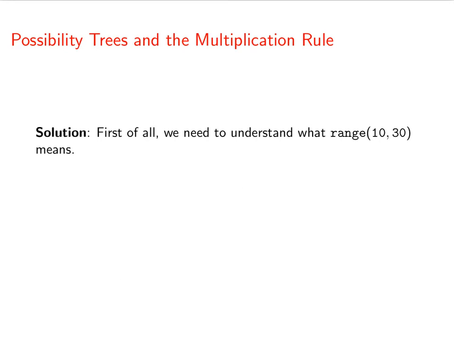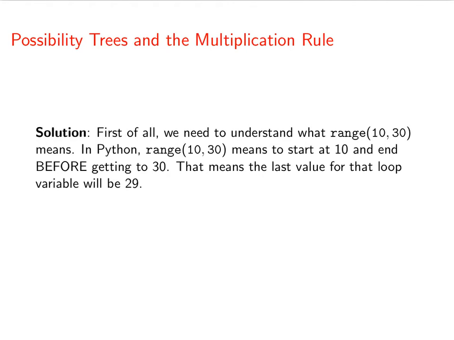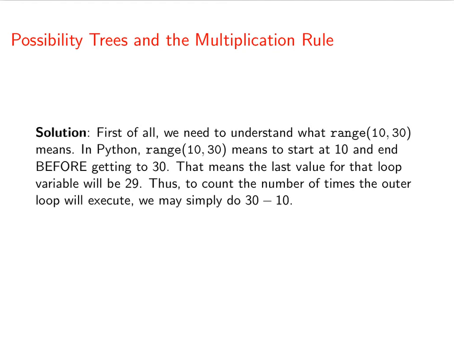Now, before we can really answer this question, we have to know, what does range 10, 30 mean? Now, in Python, range 10 to 30 means to start at 10 and end before getting to 30. So that means that when we go through that outermost loop, the last value for that loop variable is going to be 29. So if we want to count how many times the outer loop executes, all we have to do is 30 minus 10.